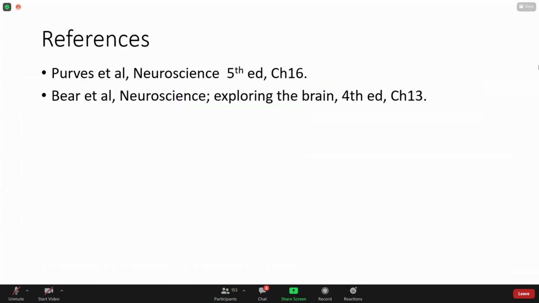Any questions? Okay. Yes. What stimulates the Golgi tendon? It's the tension on the muscle. So it's not the stretch of the muscle, it's the tension.